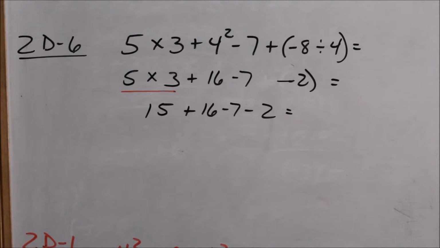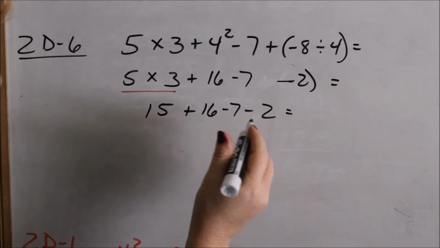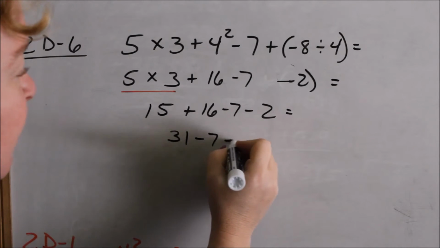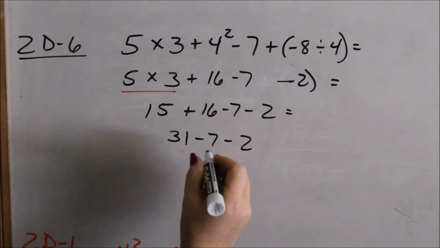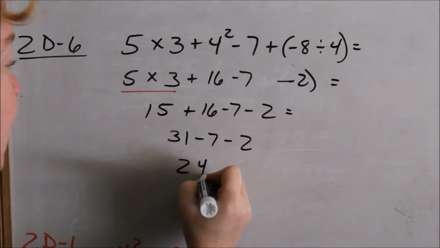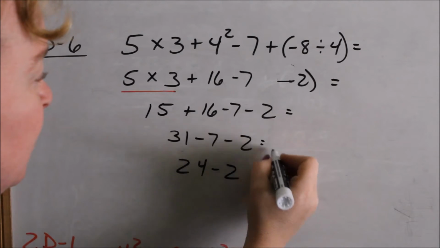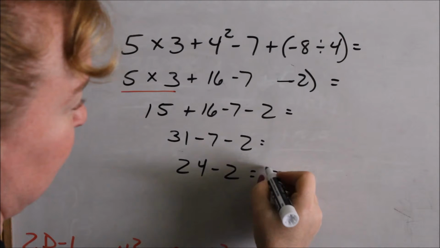Now PEMDAS says when you have adding and subtracting left, you do those from left to right. So we need to do 15 plus 16 first. That would be 31 minus 7 minus 2. Now we do 31 minus 7. I think that would be 24. Yep. Minus 2. Now we do 24 minus 2, which would be 22.